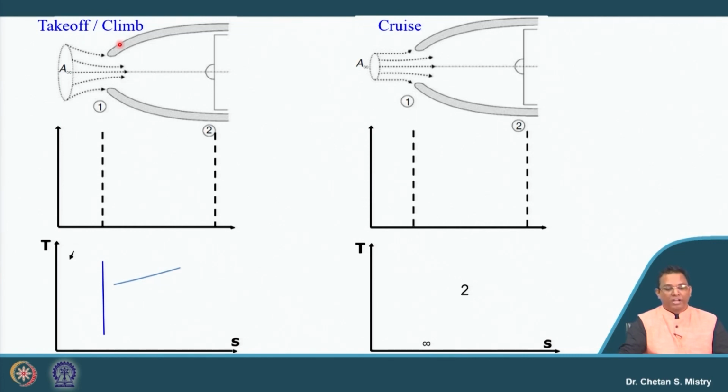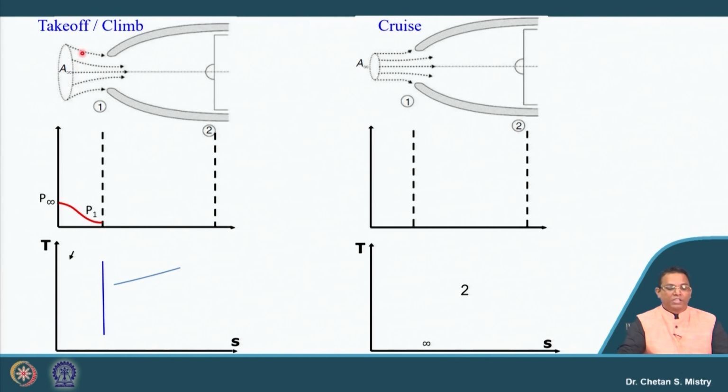Okay. Now, let us look at the conditions we were discussing, the takeoff and cruise conditions. Suppose this represents my station 1 and station 2, where station 2 is my compressor inlet. I have the second condition, say the cruise condition, with station 1 and station 2. What is happening here? What do we know?